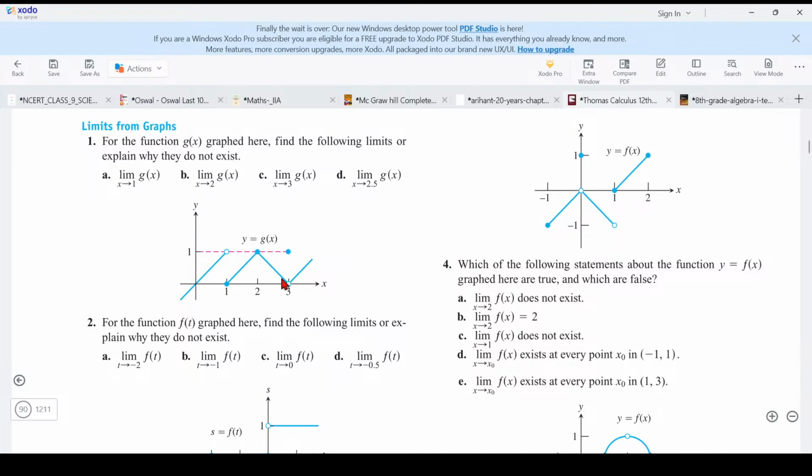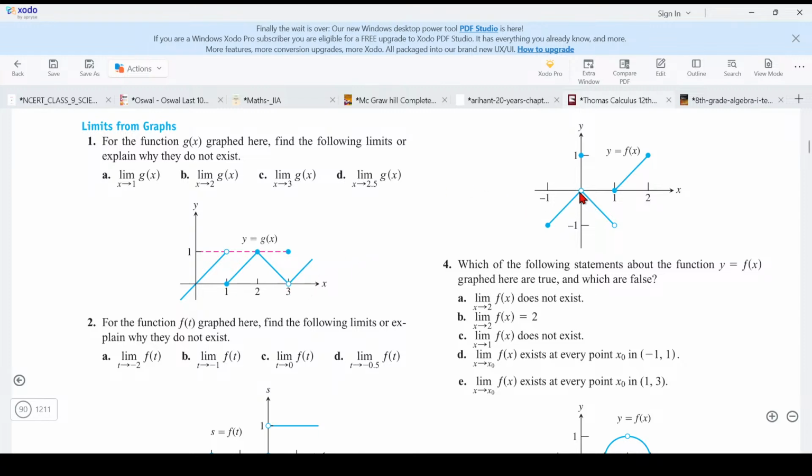What about this one? Approaching 3 from left, then y will be at 0. Very good. If you are approaching 3 from right, again 0. Both are zeros. We are approaching zeros. So that's where the limit exists. Understood? Your left approach and right approach should be to the same number.